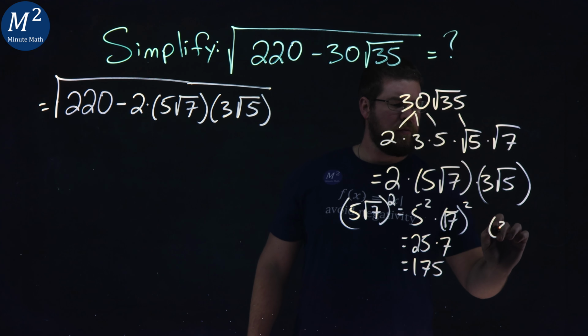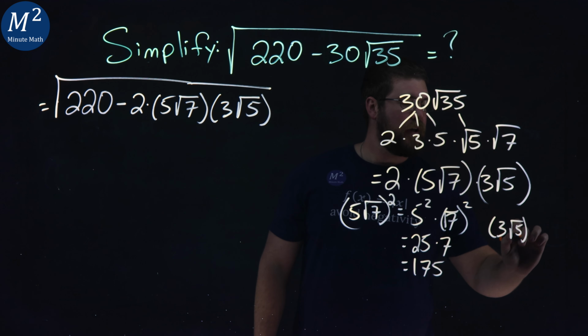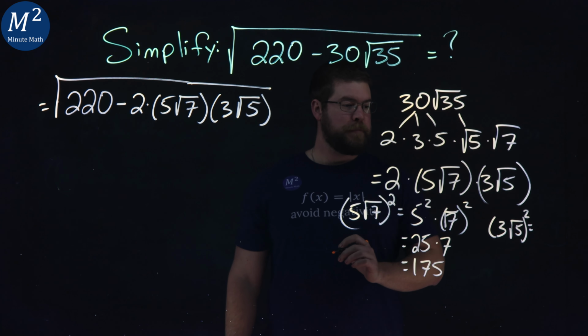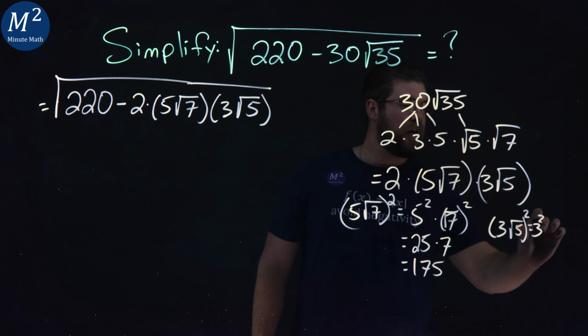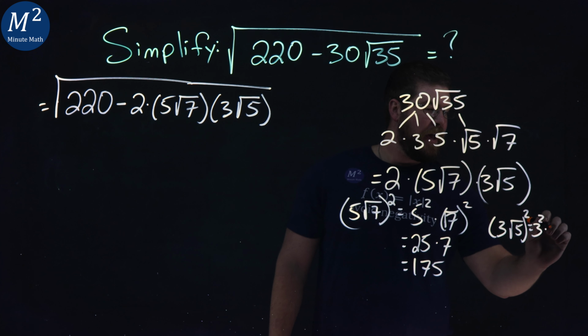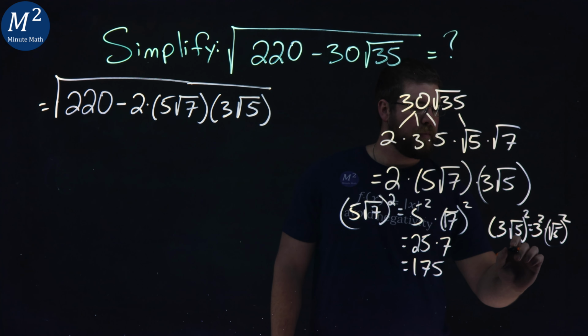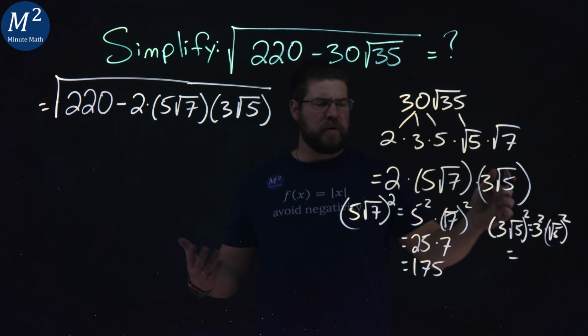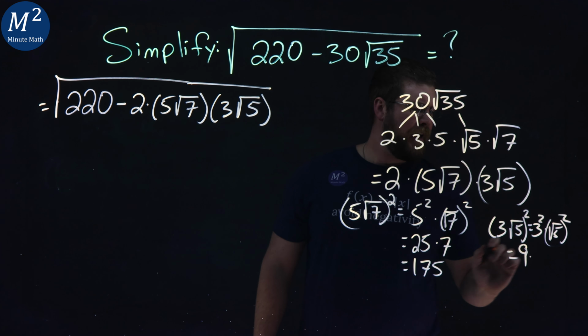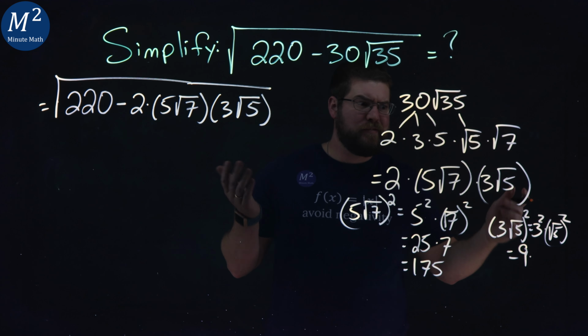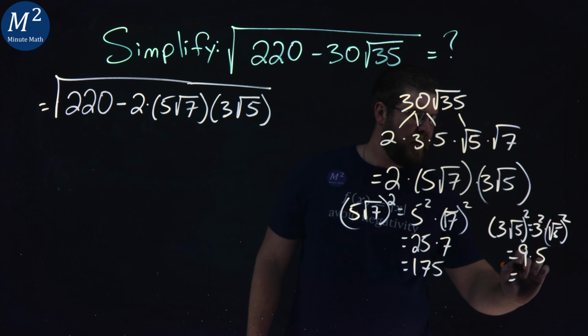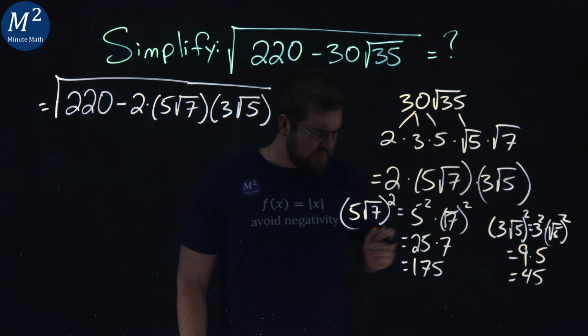Same thing here with the second part. We take a 3 square root of 5, and I'm going to square all that. 3 square root of 5 all squared is 3 squared times the square root of 5 all squared. Let's write that here. Now 3 squared is a good old 9, and the square root of 5 squared is 5. 9 times 5 is 45.